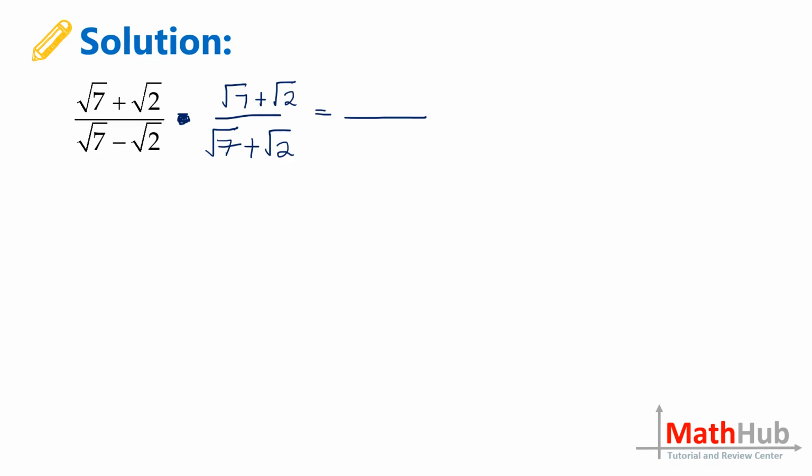So our denominator will become the square of square root of 7, which is 7. We have difference of 2 squares, minus 2. And then for the numerator, they are just the same. So square root of 7 plus square root of 2 squared. And then let's now expand.